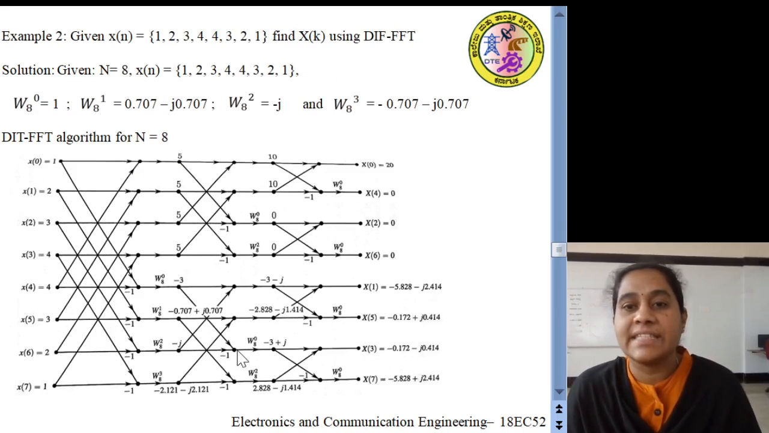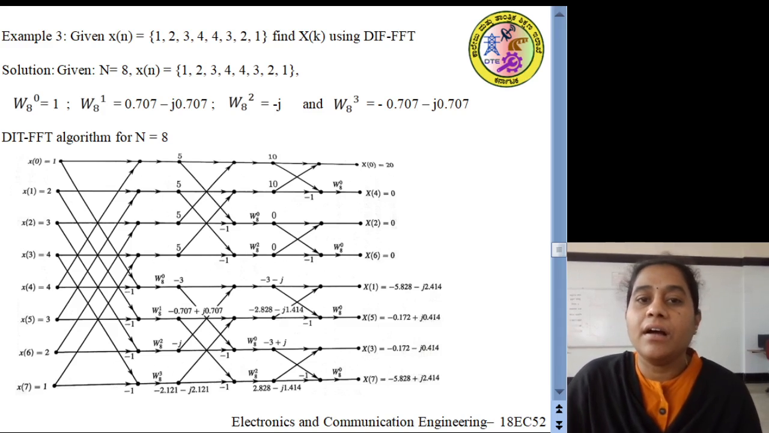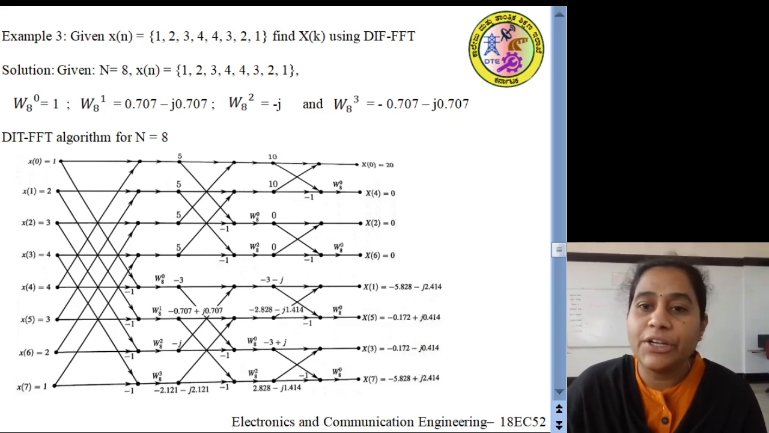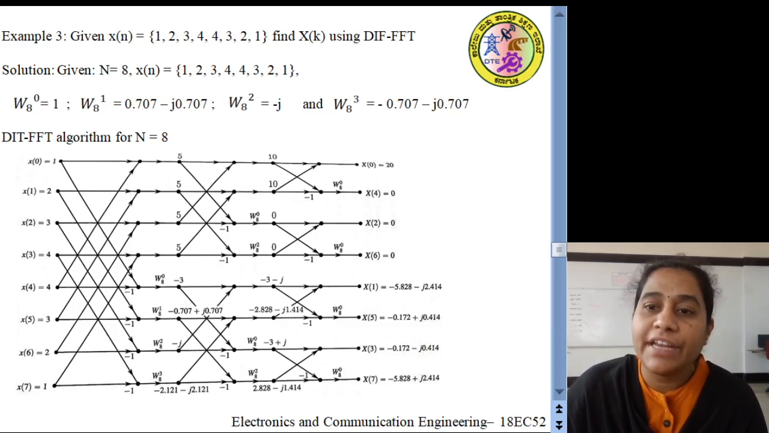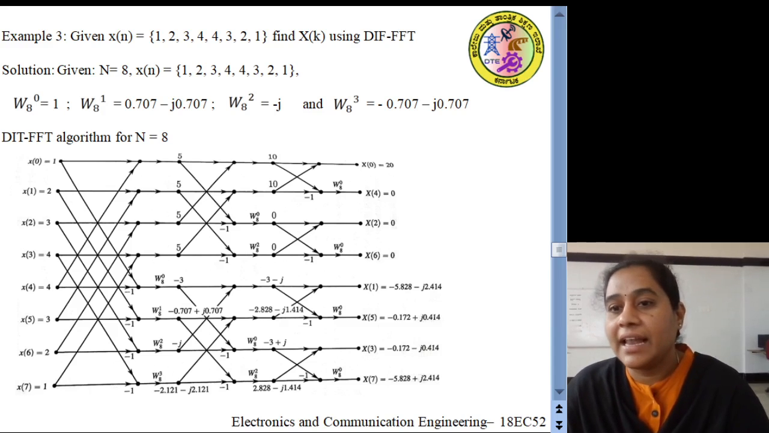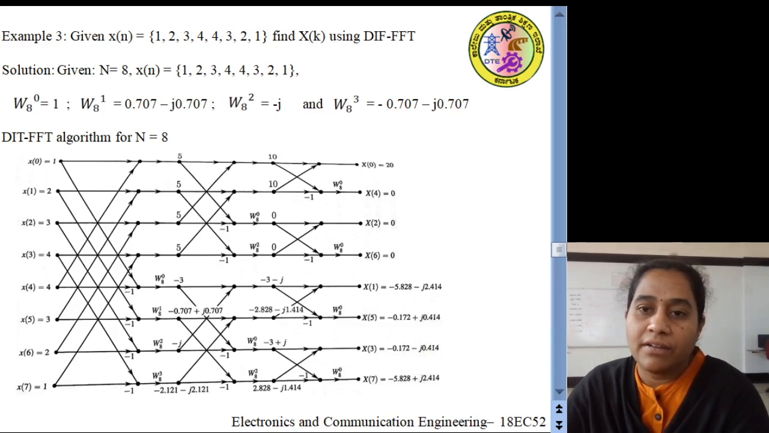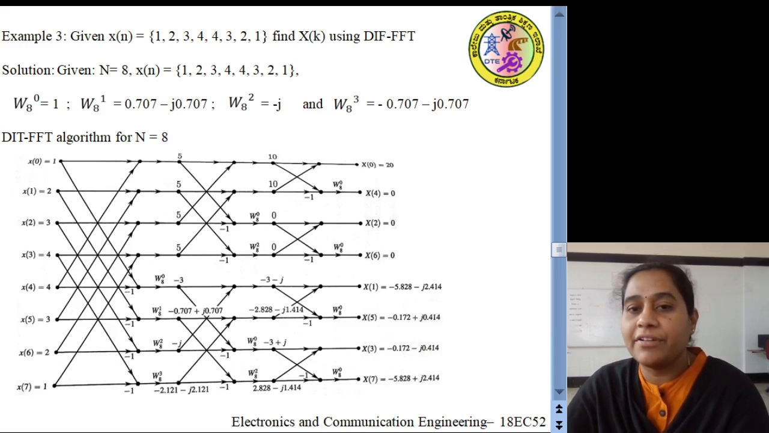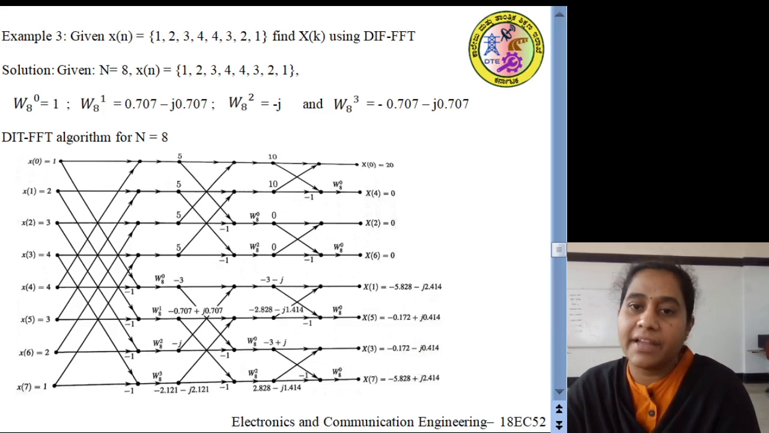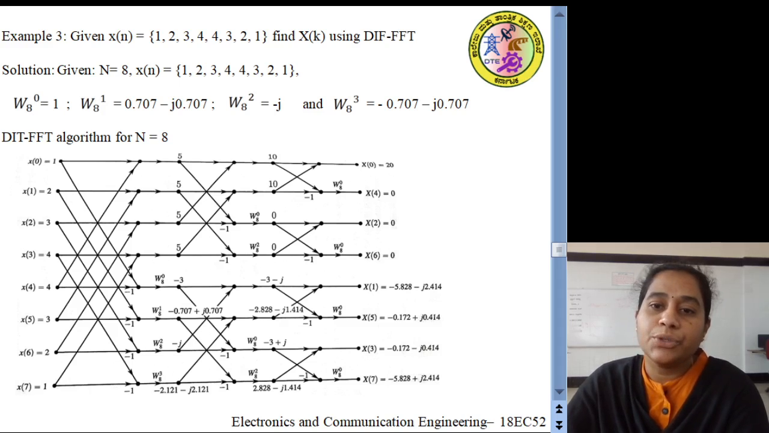Now let's consider one more example here. In this case, the given input signal x of n is 1, 2, 3, 4, 4, 3, 2 and 1, and we need to find the DFT x of k using the DIF FFT algorithm. So now let us solve this. The n value they have given is 8. So the corresponding time domain samples are 1, 2, 3, 4, 4, 3, 2 and 1.